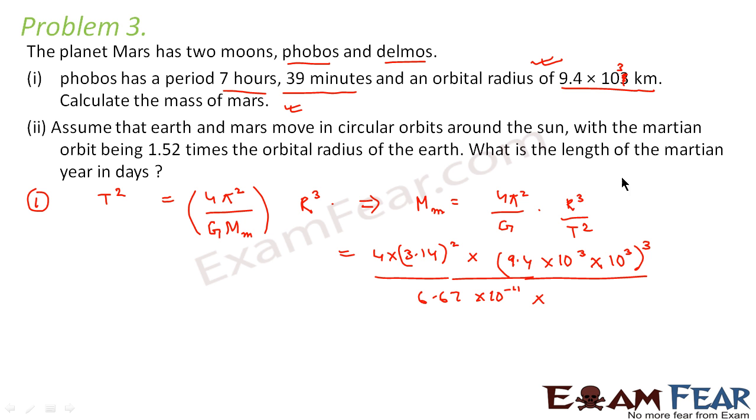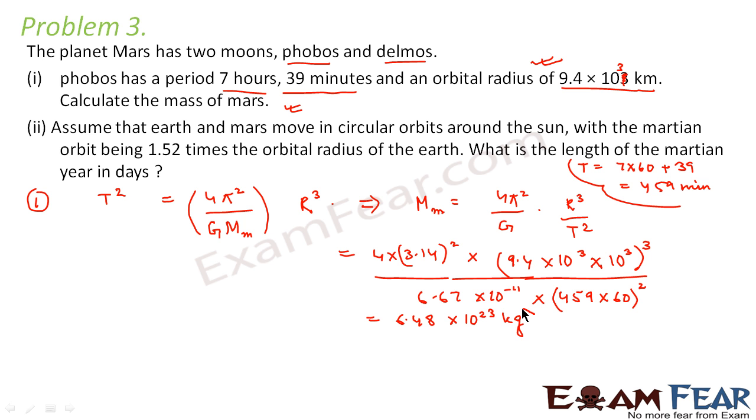So convert this into seconds. Let us convert it here: time is equal to 7 into 60 plus 39. That will be equal to 459 minutes. So this will be the time period. So here T square would be 459 into 60 whole square. So this value comes out to be 6.48 into 10 to the power 23 kgs. So this is the mass of Mars.